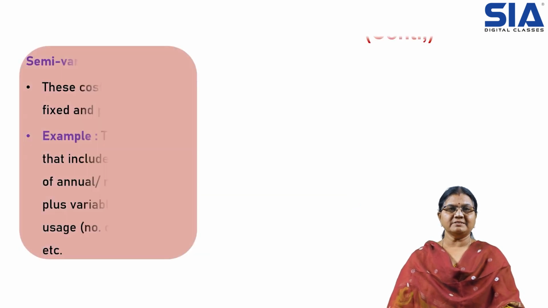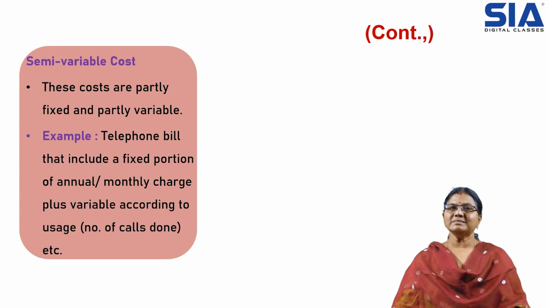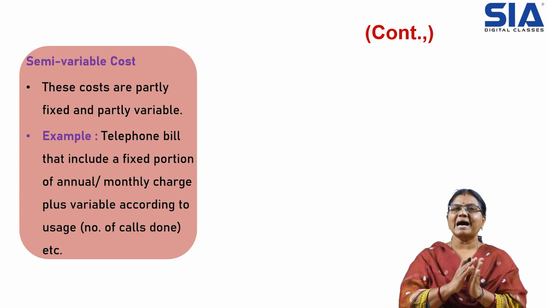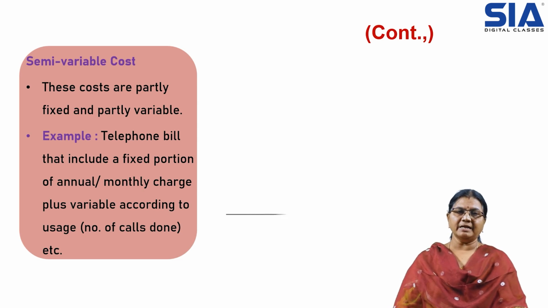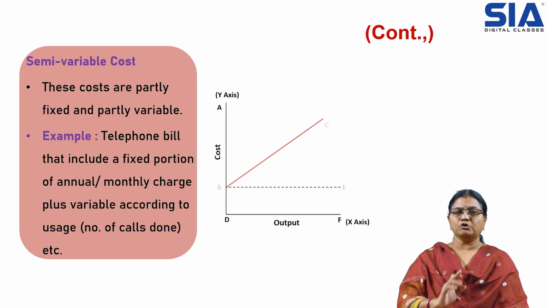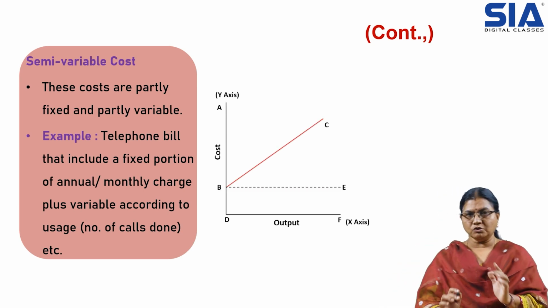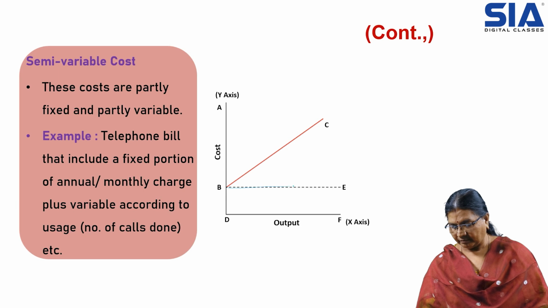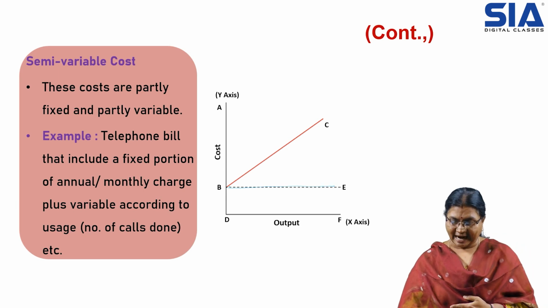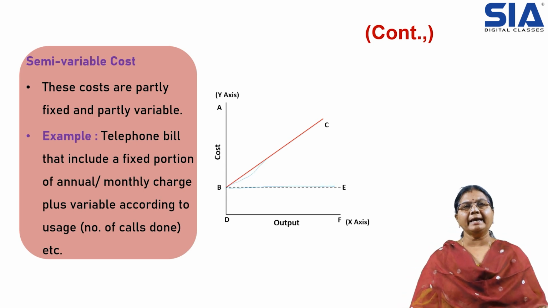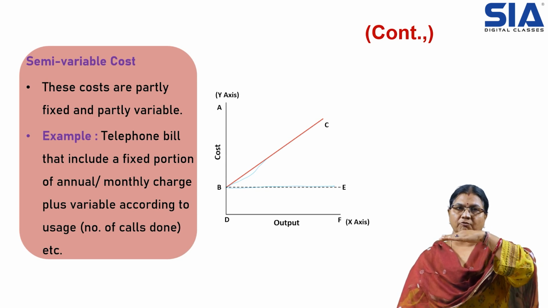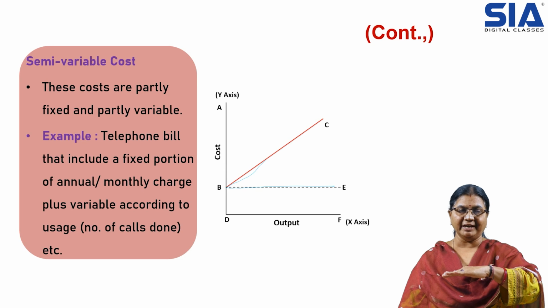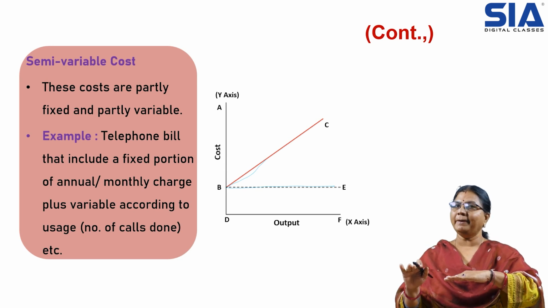It varies. Next is semi-variable cost. Semi means half. Semi-variable means half variable or half fixed, we can also call it. That is, to some extent it will remain the same, on the x-axis and y-axis, combining fixed cost and variable cost. As I told you, to some extent it will be fixed. After that limit, it starts increasing. For example, you can take a telephone bill or electricity bill. Up to the limit of units given, till then it is fixed. There will not be any increase.